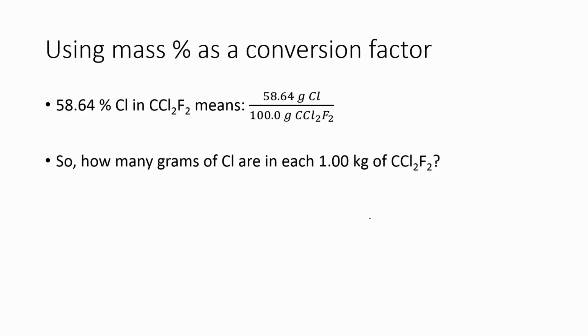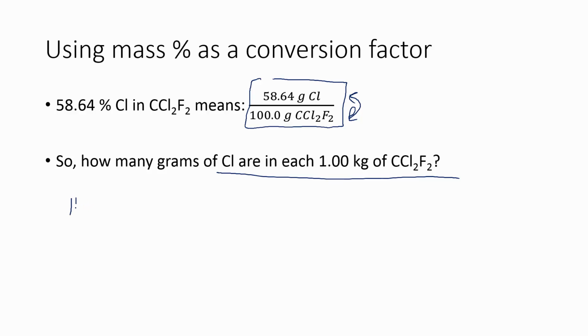So what does that mean at 58.64%? Well, we can use this as a conversion factor because this also means that we have 58.64 grams of chlorine for every 100 grams of this CCl2F2 compound. And we can use that either way. We can flip that over just like feet to yards and yards to feet. So we can ask questions like, how much chlorine is in a kilogram of CCl2F2?